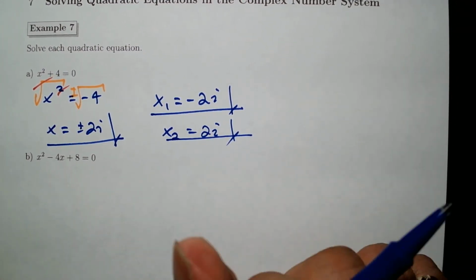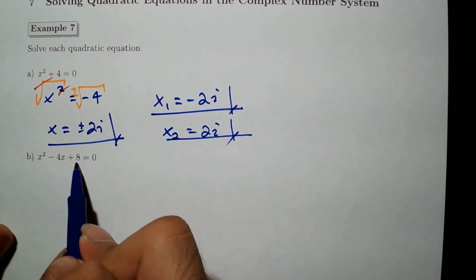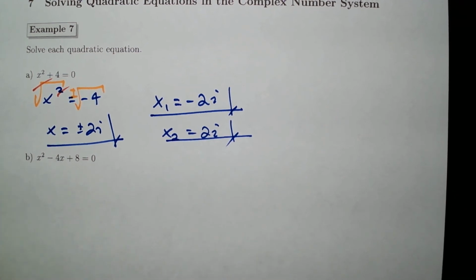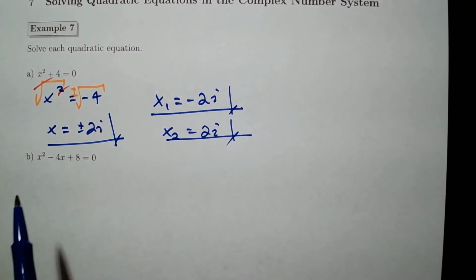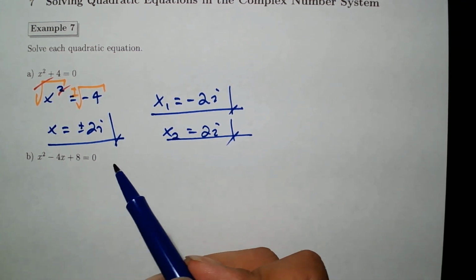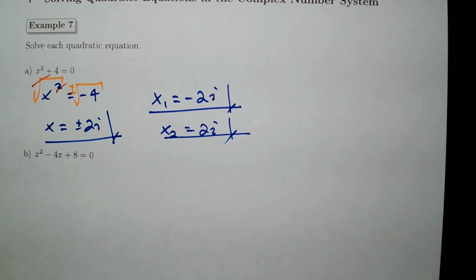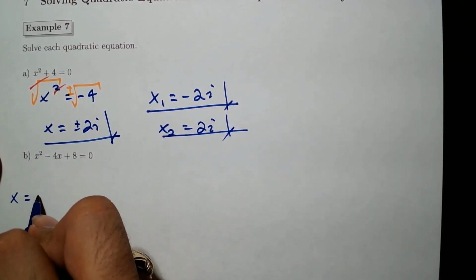Let's say letter B. So x squared minus 4x plus 8. In this case, if we try factoring, this is not going to work, because there are no factors of 8 that add up to negative 4. If we had, I don't know, maybe a 6 over here, maybe there would be a way, or other numbers. So in this case, we will have to use the quadratic formula.